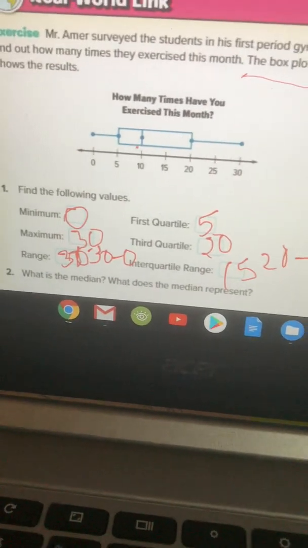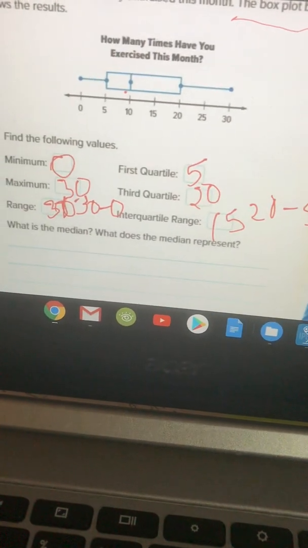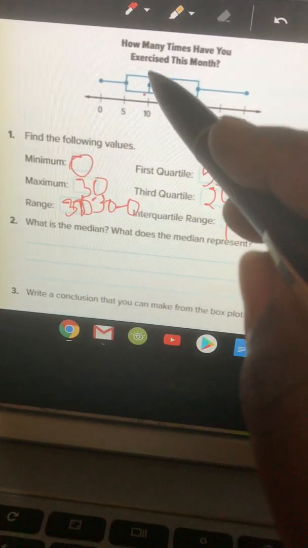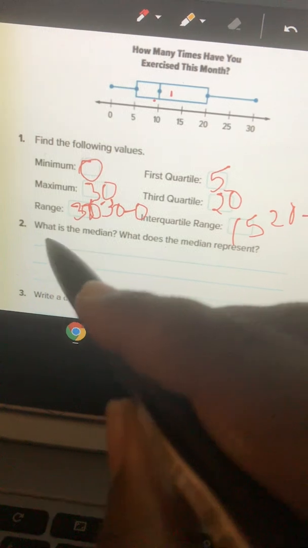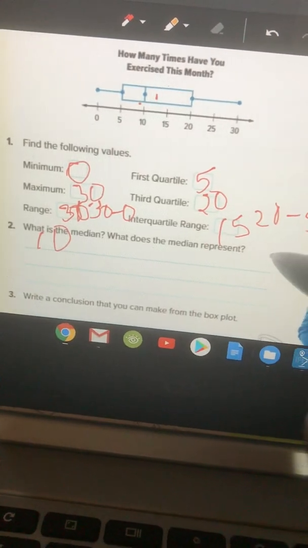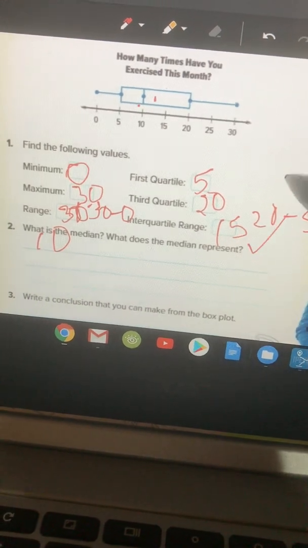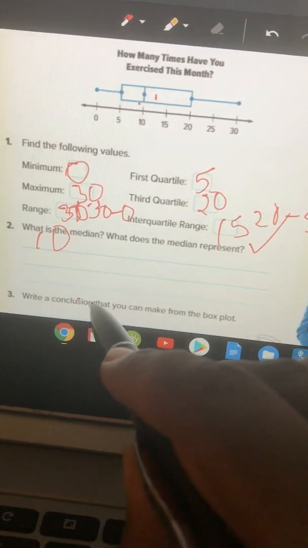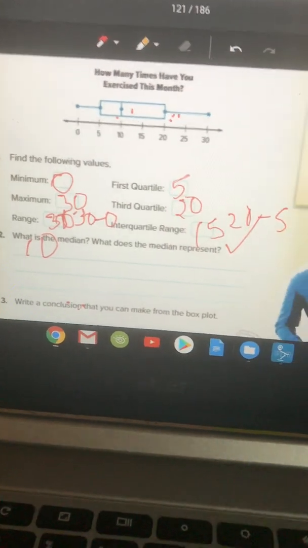Okay? Now, question 2 asks me, what is the median? The median of my data is right here, which is 10. The median is 10. What does the median represent? We need to answer that question. What conclusion can you make from the box plot?